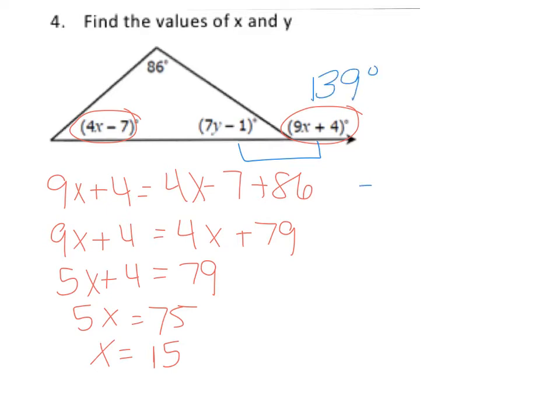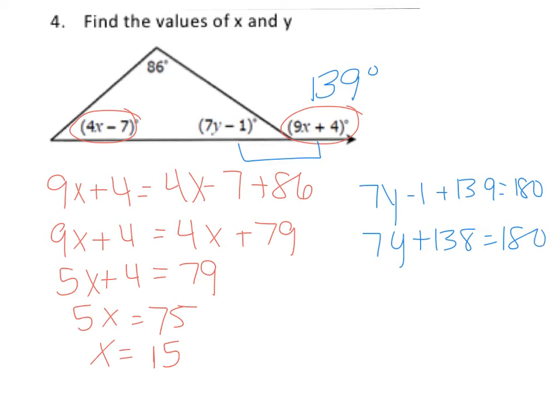So now I know that 7y minus 1 plus 139 equals 180 because it's a linear pair. 7y plus 138 equals 180. So 7y is equal to 42. Dividing both sides by 7, y equals 6.